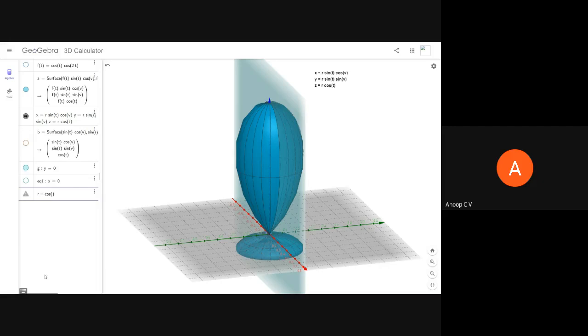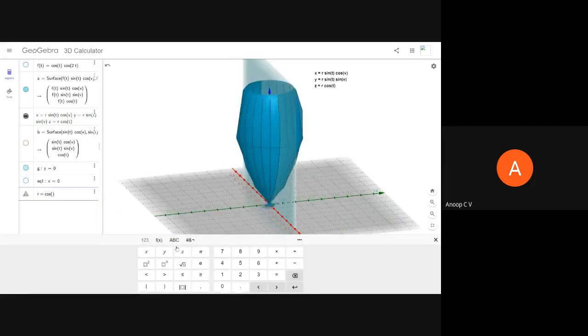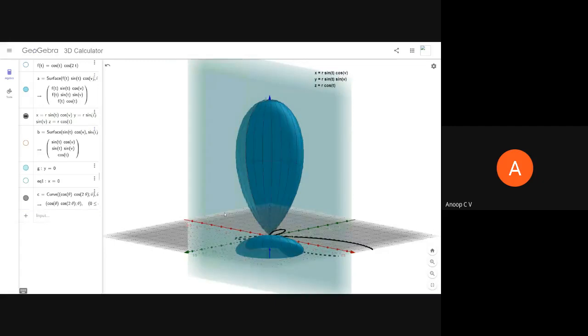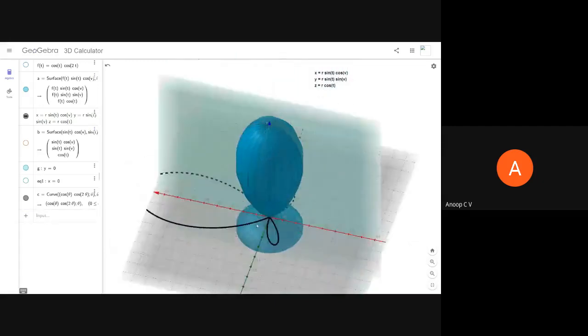Say, okay, I should take R is equal to cos theta times cos 2 theta. I'm just showing the cross section in the other plane. That's it. So please don't get confused. If you take a cross section of this, it will look something like that.